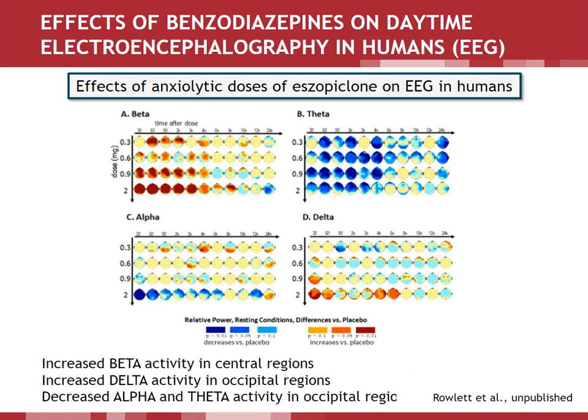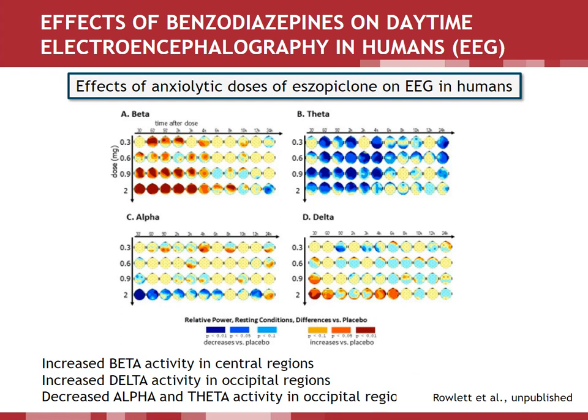daytime. For example, in this study done in healthy human volunteers, anxiolytic or anxiety-reducing doses of the benzodiazepine drug zopiclone increased beta activity in the brain, as can be seen by the dark red demarcation on the top left panel. So on the y-axis, you have increasing doses going from top to bottom. And on the x-axis, going from left to right, you have the time after injection.